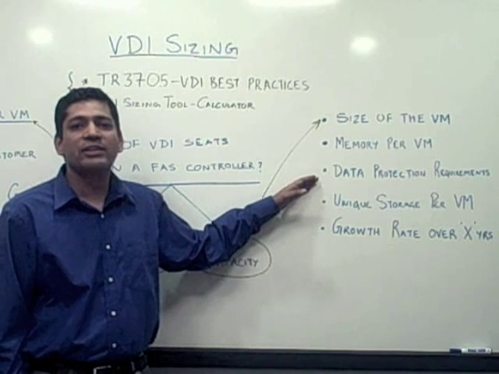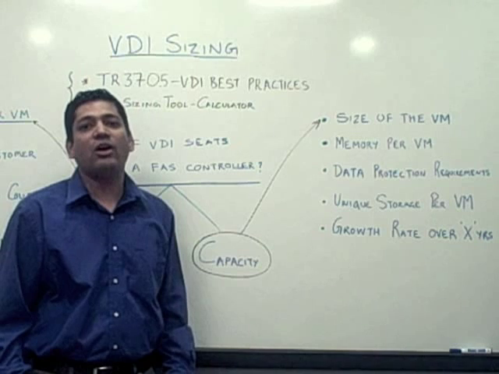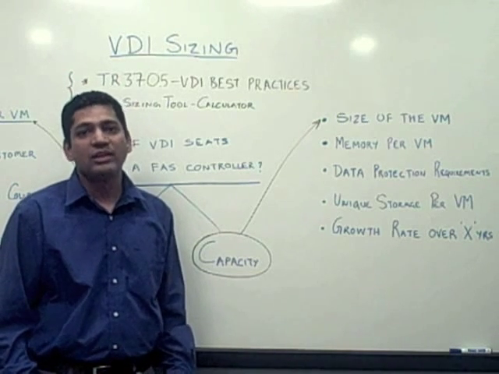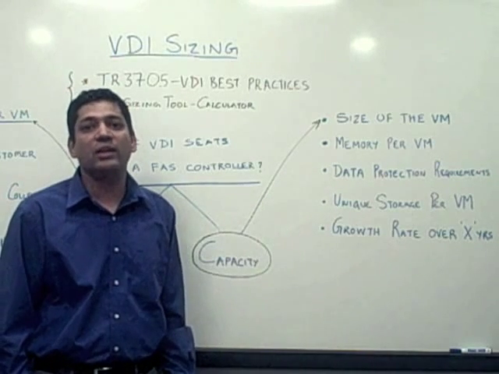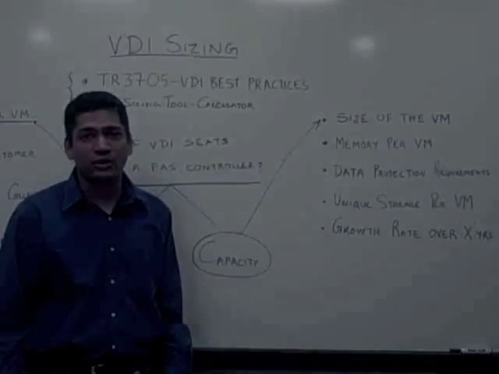In terms of the data protection requirement, a customer may want to protect only the home drives, or they may want to protect both the home drive and the VM C drives. Getting an understanding of that is very important because this will help you in determining how much storage you need to consider for the snapshots.